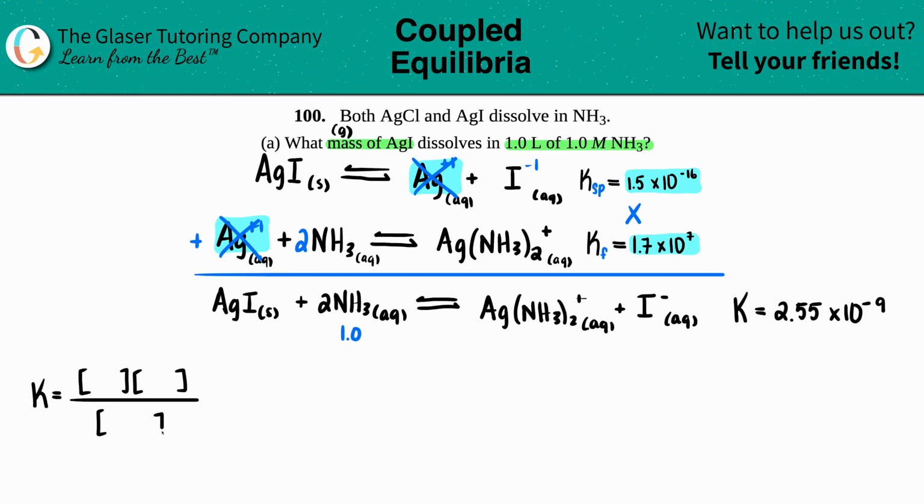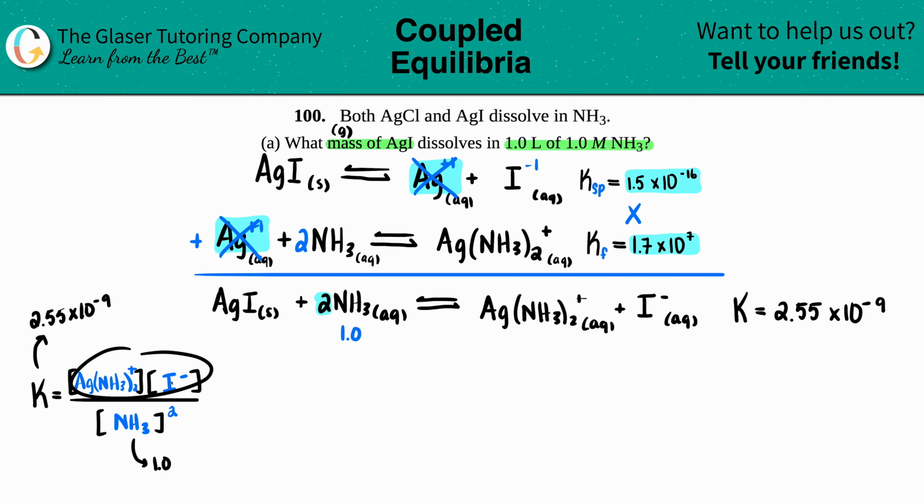So we have, oh boy, I think I need a little bit more room here. We got Ag. I still need a little bit more room. That's beautiful. Ag(NH3)2 plus times I minus, all divided by NH3. And now since I say I have 2 of these, I do have to raise the NH3 to the second. But the thing is, I know what the NH3 concentration is, 1.0. I know what the K value is, 2.55 times 10 to the negative 9th.